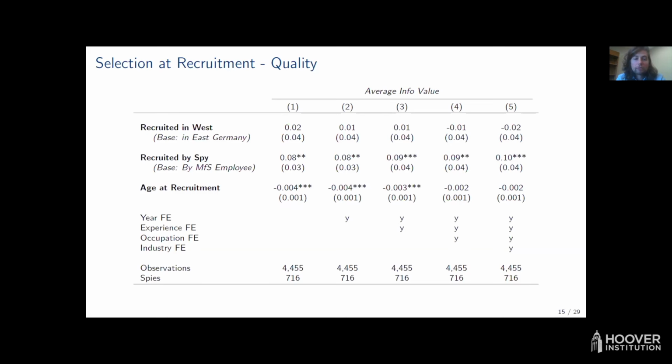And so from column 1 to 5, we subsequently introduce control variables, in particular year, experience, occupation, and industry fixed effects. And so this negative coefficient without any controls seems to suggest that spies who were recruited at a younger age tend to provide better information later. But that effect becomes statistically indistinguishable from 0 once you include occupation fixed effects. And our hypothesis here is that probably young spies were better because they were recruited at a time where the Secret Service could still push them to interesting organizations and occupations that would then later be valuable.